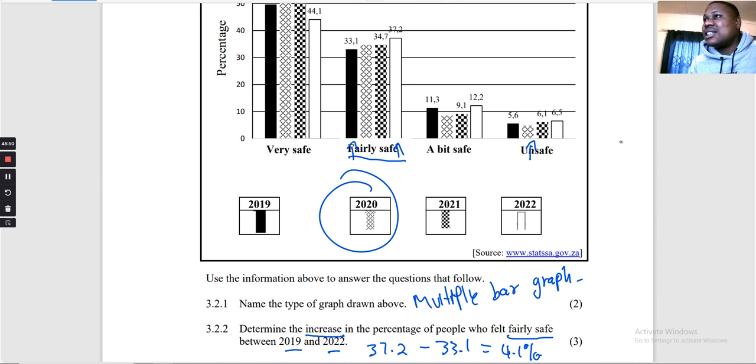Look at these ones. These two are not far from each other, but they are telling us this one is 5.6, this one is 6.1. The difference is 0.4. So I don't know.